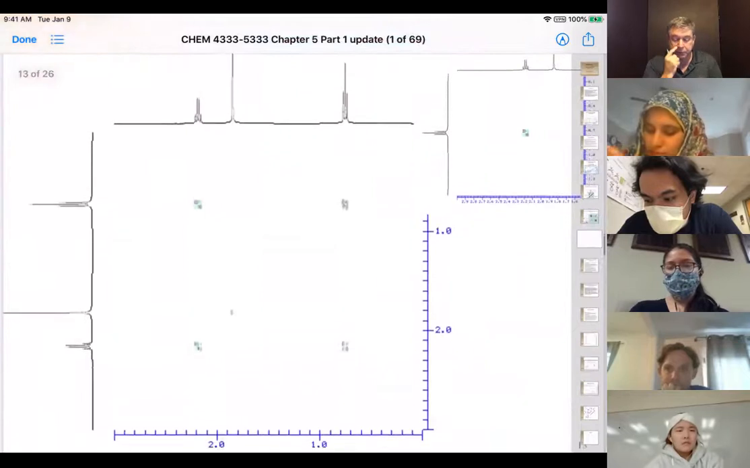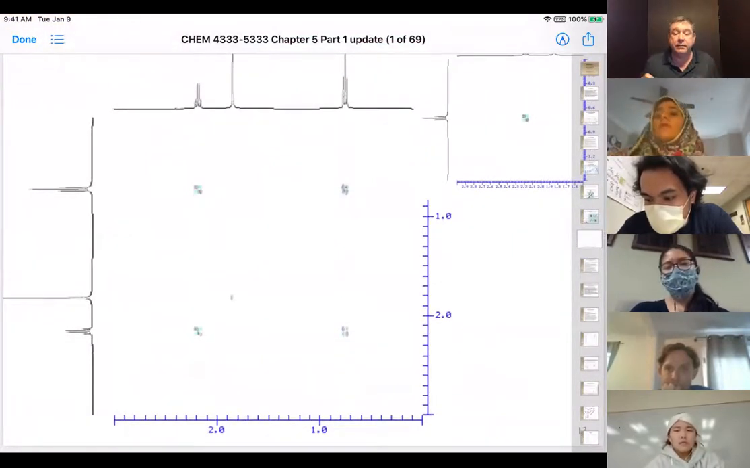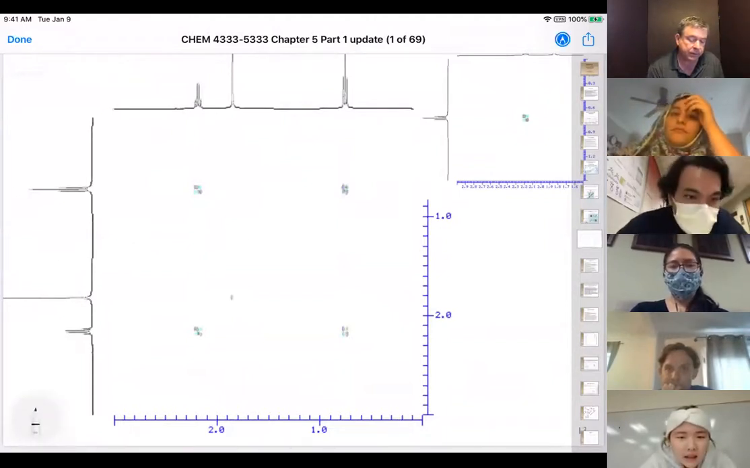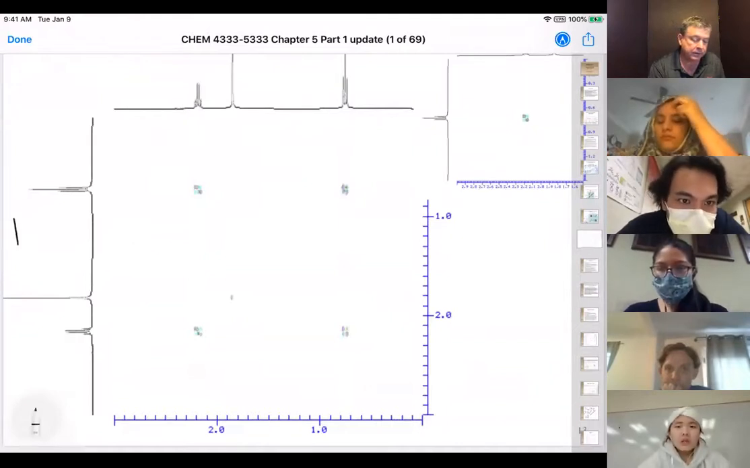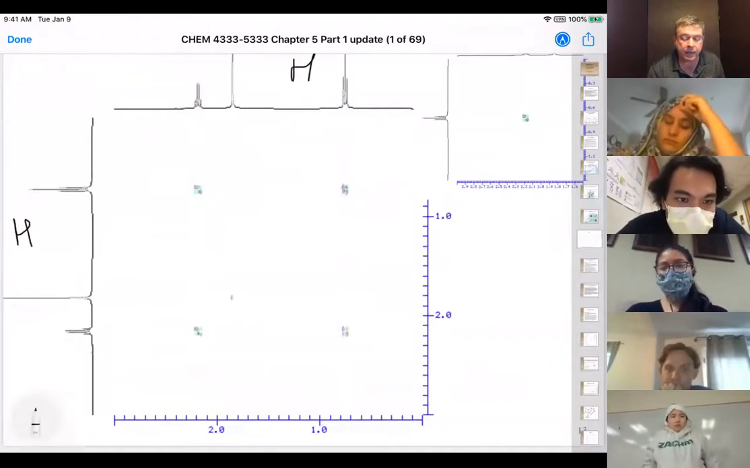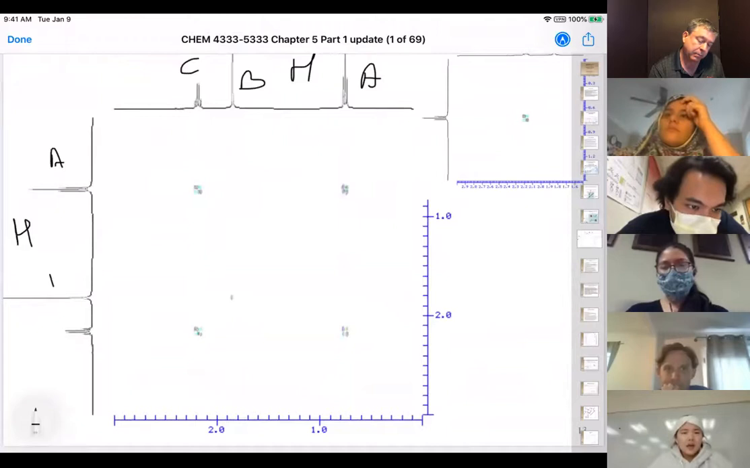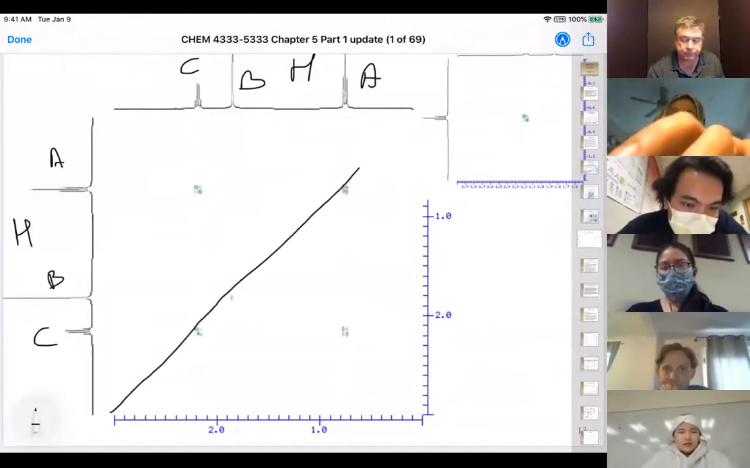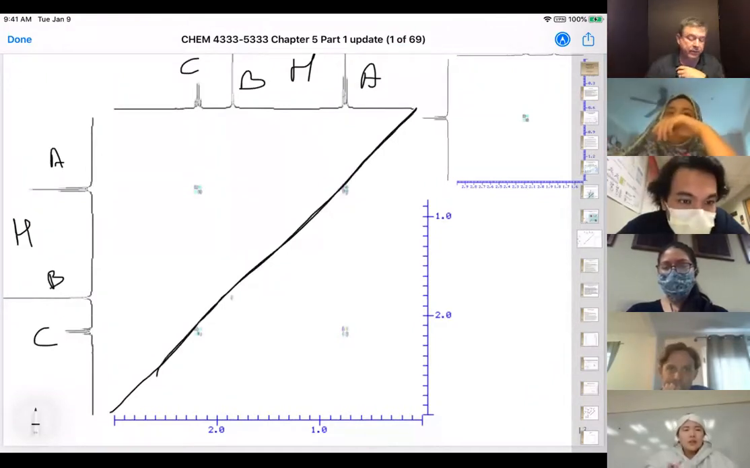Okay, so let's apply that to this particular COSY right here. It's again a fairly simple COSY, but we'll do the same thing. Notice we have a proton NMR here, and a proton NMR here and here. We're going to label this A, B, and C, which makes this A, B, and C. And we're going to draw our diagonal line. In this case, we want to see the connections between the different bonds.